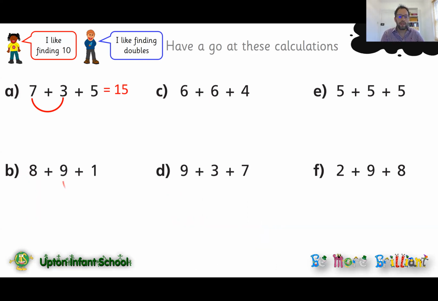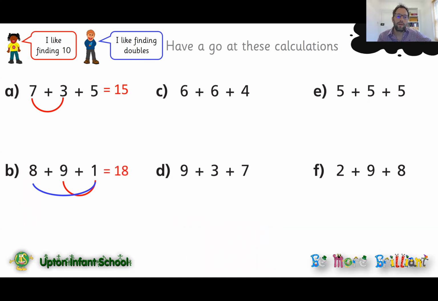Question B, can you make 10? Yes, 9 and 1 makes 10 and then 10 add 8 is 18. Can you see any doubles in there? Look, 8 add 1 is 9 and then 9 add 9 is 18.